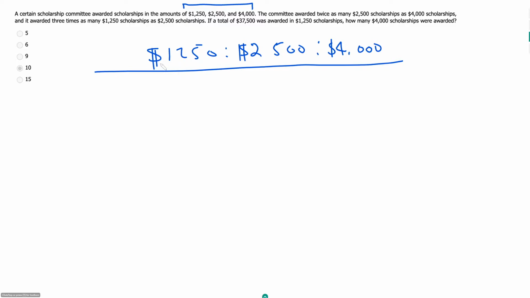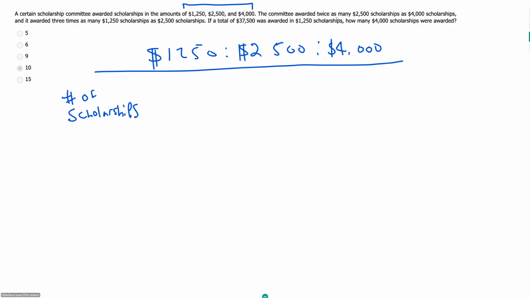And so what we're actually including in our ratio is the number of scholarships for each of these different dollar values, or at least that's the information that's given to us. That's the ratio we're setting up. So what do we know?